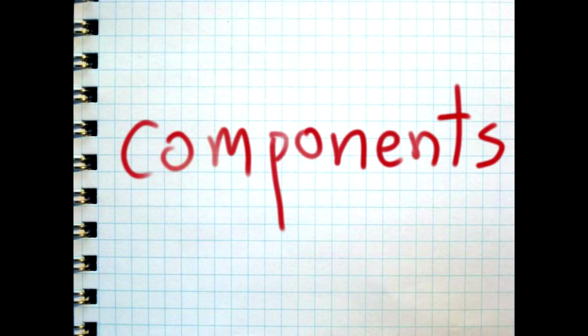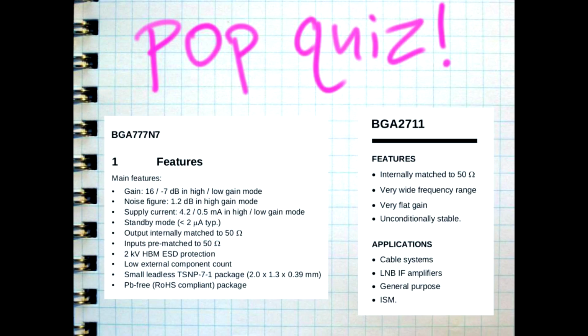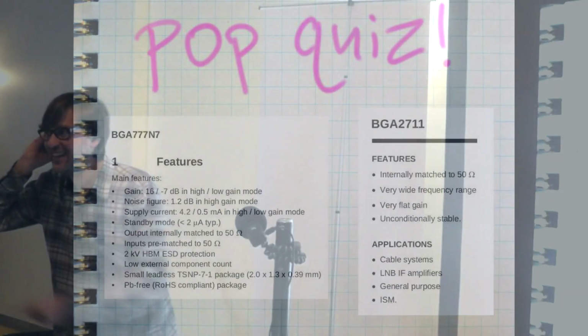So let's talk about components that I like to use on circuit boards, RF circuit design. And let's have a pop quiz. All right. Which of these amplifiers, these are amplifier ICs, which of these amplifiers should you use in your design? What's that? The one on the right. Why should you use the one on the right?